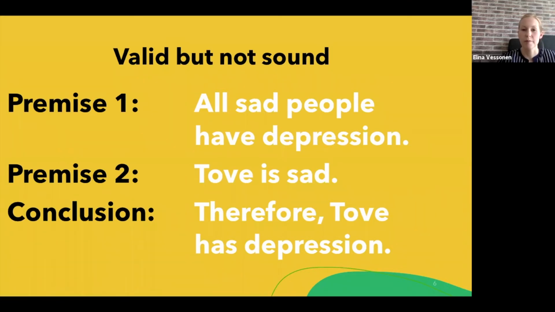So a valid argument is one where if the premises are true, then the truth of the conclusion follows by virtue of the rules of logic, whereas a sound argument is one where the premises are true and then the truth of the conclusion follows. So that's an important distinction to keep in mind. Not all valid arguments are sound.